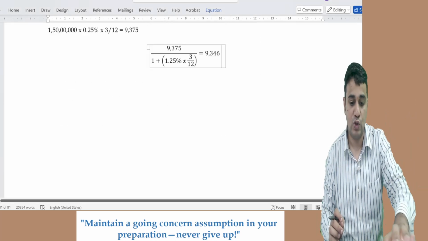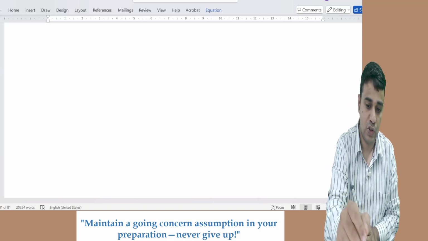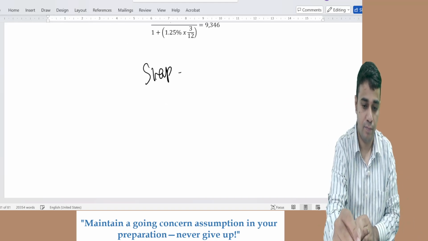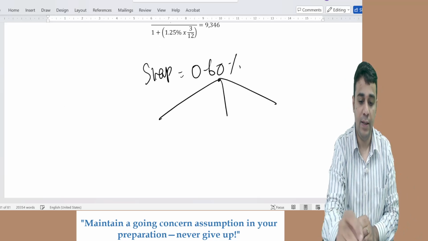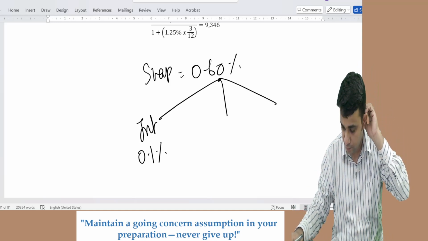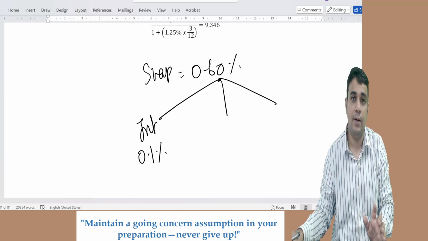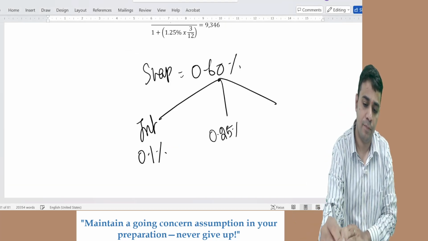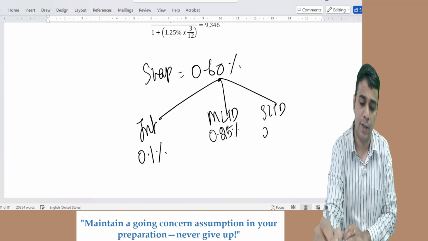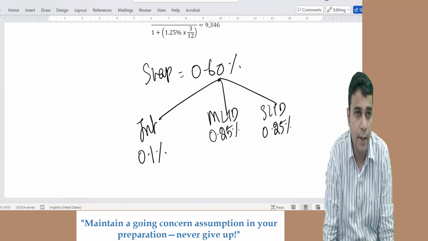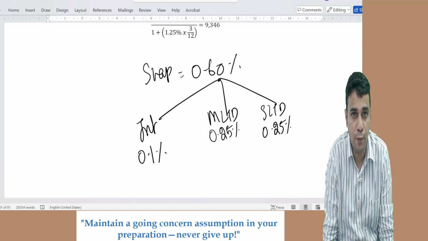Now, swap gain 0.6%, split into 3. Intermediary will take away 0.1%. Leftover 0.5. After the intermediary takes over, the balance is shared equally. So S will take 0.25, M will take 0.25, and S will also take 0.25. First company will take 0.1, second company will take 0.25, third, that is the intermediary, will take 0.1, and the others will take 0.25 and 0.25. Any doubts on this?